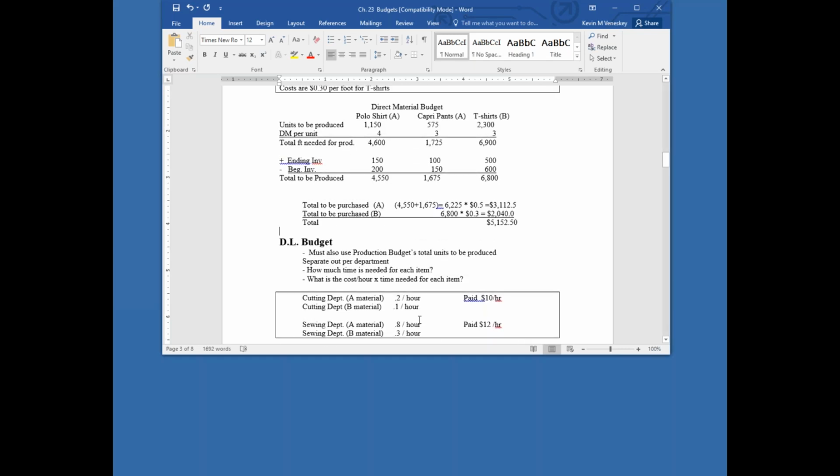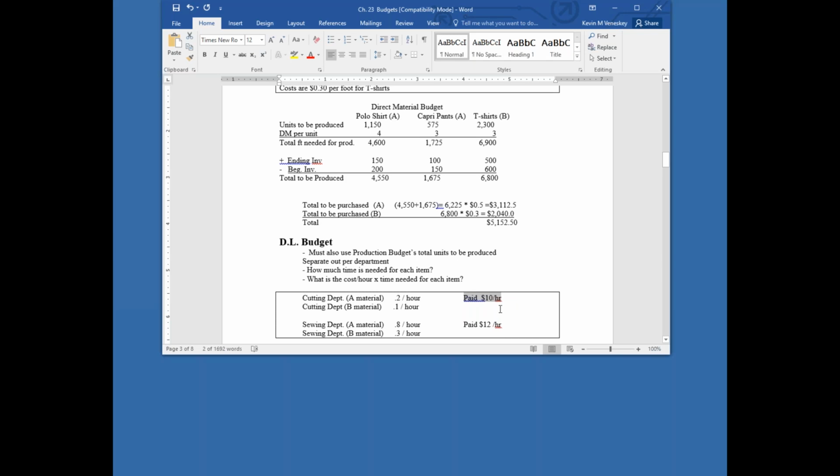Down here, I need to figure out how long it takes to make one item in each of my departments. In making our clothing, we have two departments: the cutting of the cloth and then sewing. After seeing it done, we have determined that using material A, it takes just a little bit longer because there's maybe more of it, so it takes 2/10 of an hour. And then material B, the t-shirts, takes 1/10 of an hour. And we pay all of our people in the cutting department $10 an hour.